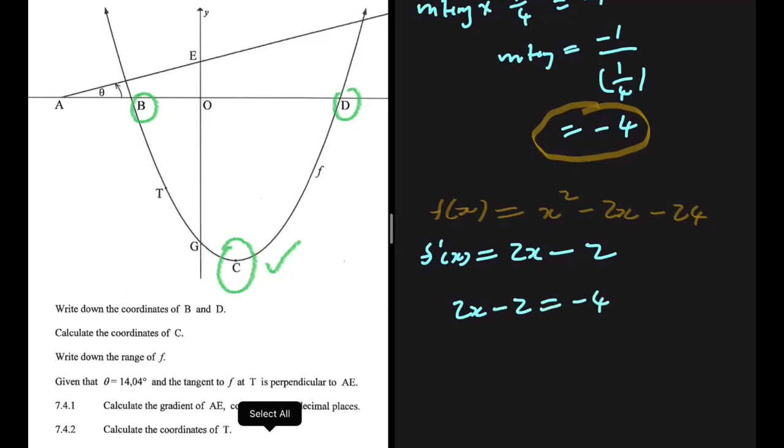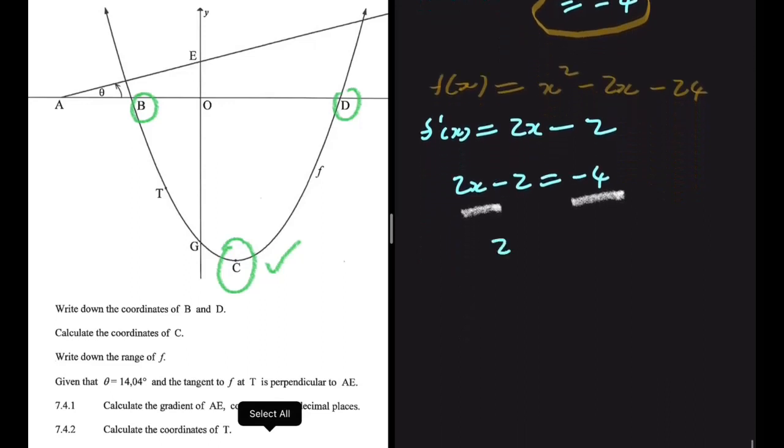What are we trying to do here? We're trying to find the value of x for which the gradient is minus 4. And we know that the gradient is minus 4 at T. That's why we are doing this. So we're going to have 2x equals minus 2 plus 2. That will be minus 2. So x equals minus 1.